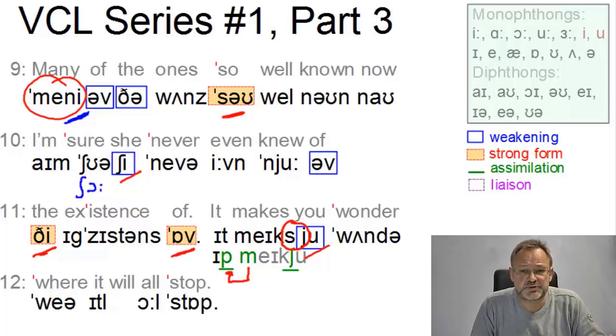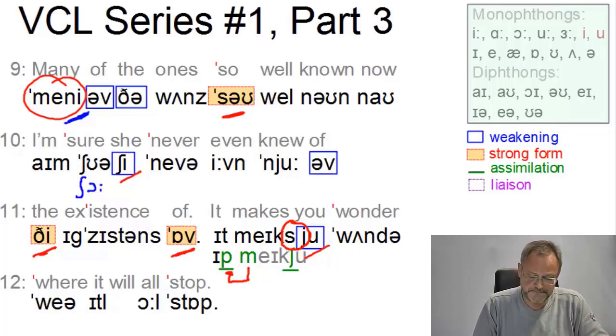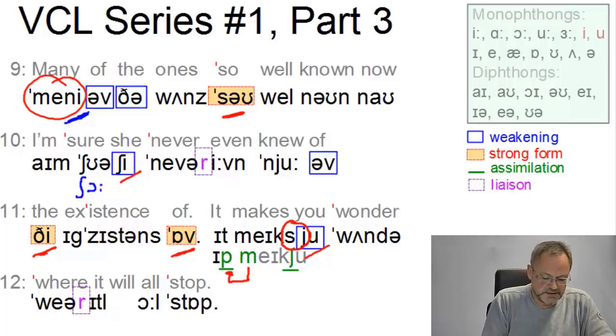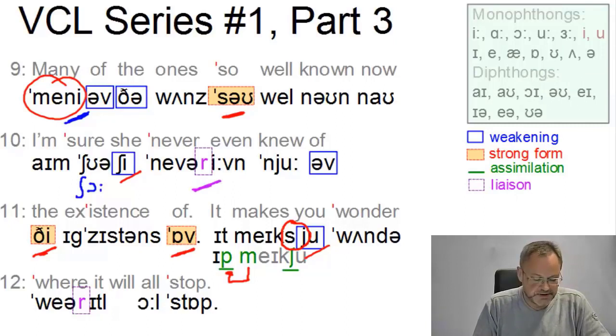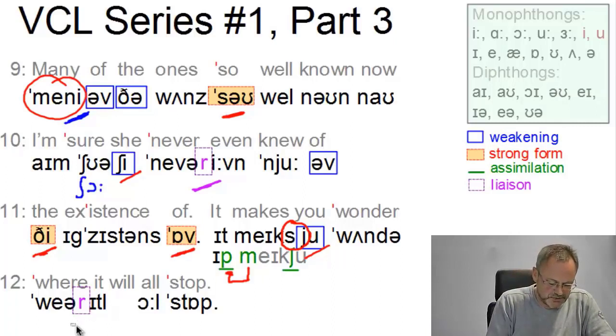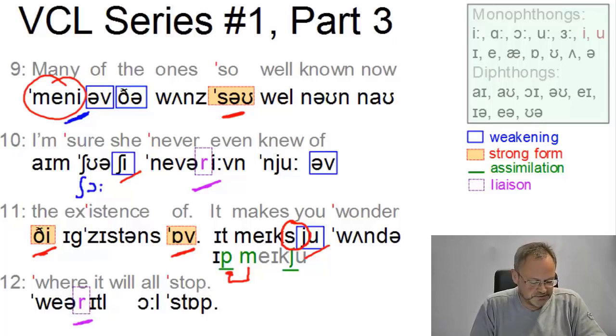So I would never transcribe it if this was a graded exercise. And finally, liaison. Well, liaison occurs in never even, or may occur in never even. This is a linking R. And another case of the linking R is where it'll all stop. Well, that's it.